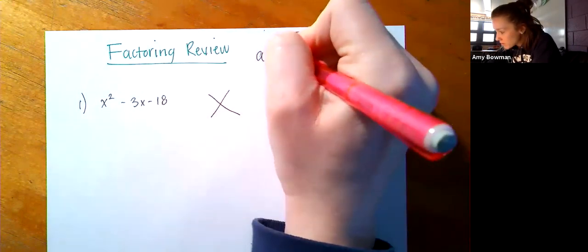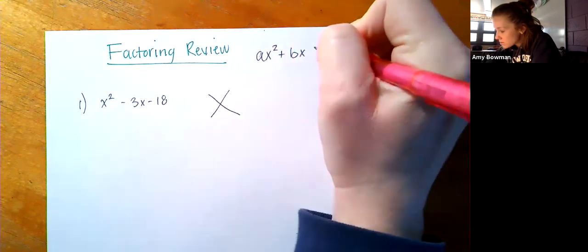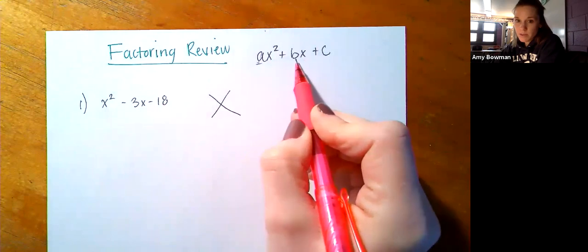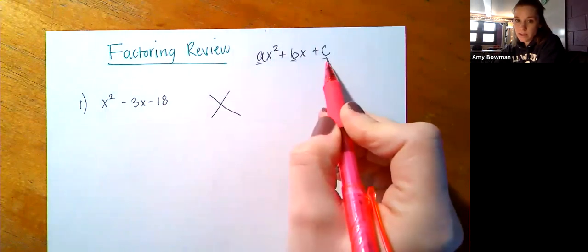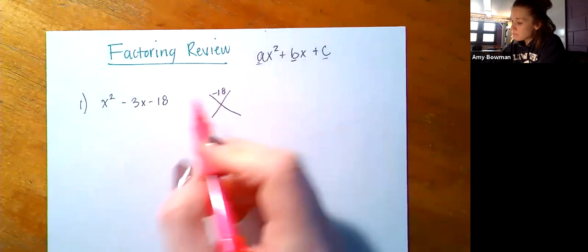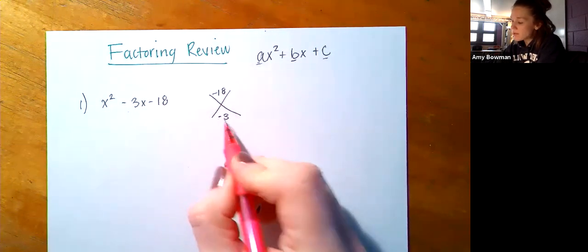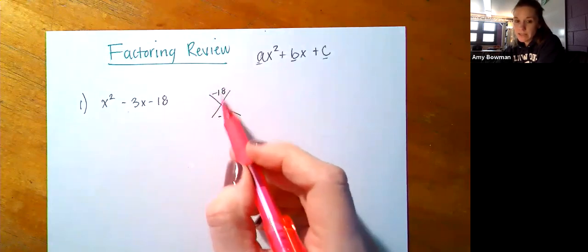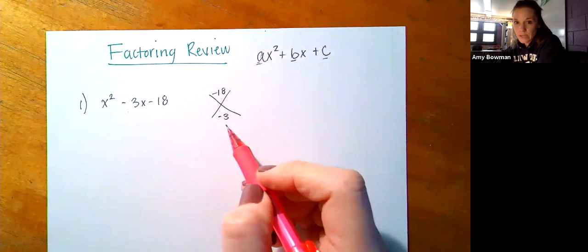Remember, I'm just going to jot this down. ax squared plus bx plus c. So a is the coefficient of x squared, b is the coefficient of x, and c is the constant. So c goes up here, and b, -3, will go down here. And then I'm looking for the two numbers that both multiply to -18 but add to -3.